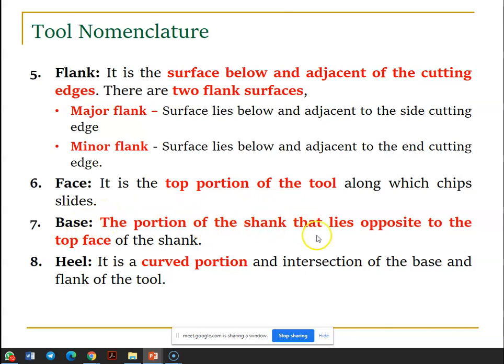Base, the portion of the shank that lies opposite to the top face, right? So the base is the bottom, which generally lies opposite to the top face. The portion of the shank that lies opposite to the top face, we say it's the base.